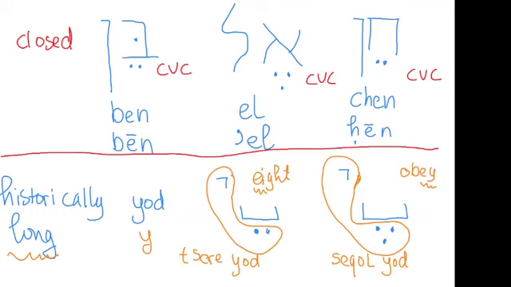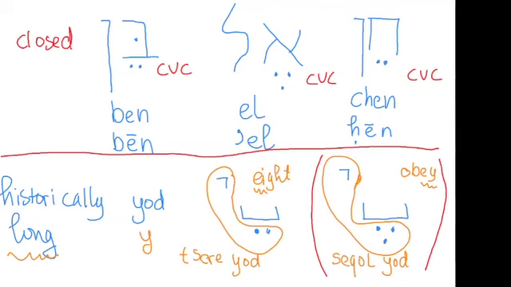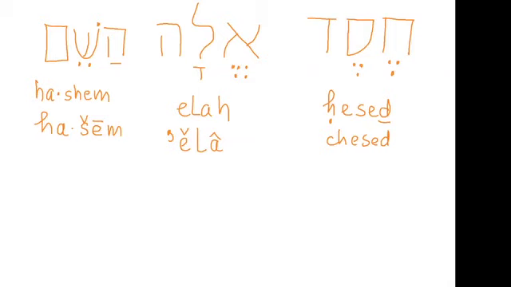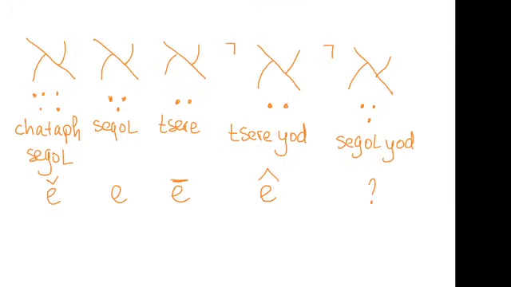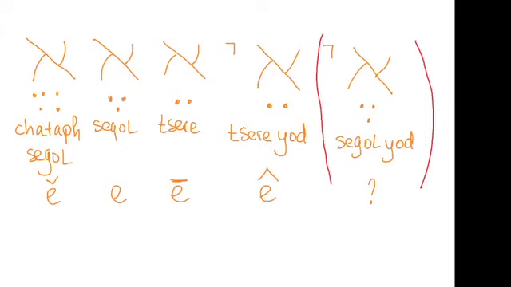The historically long E sound is combined with the Yud. Let's put this one in brackets and concentrate on the Tzere Yud, a Yud with 2 dots, and it's historically long. Examples of words with 2 syllables: Chesed, Elah, and Hashem. And the summary: let's put this one between brackets if you get confused, and concentrate on these 4.